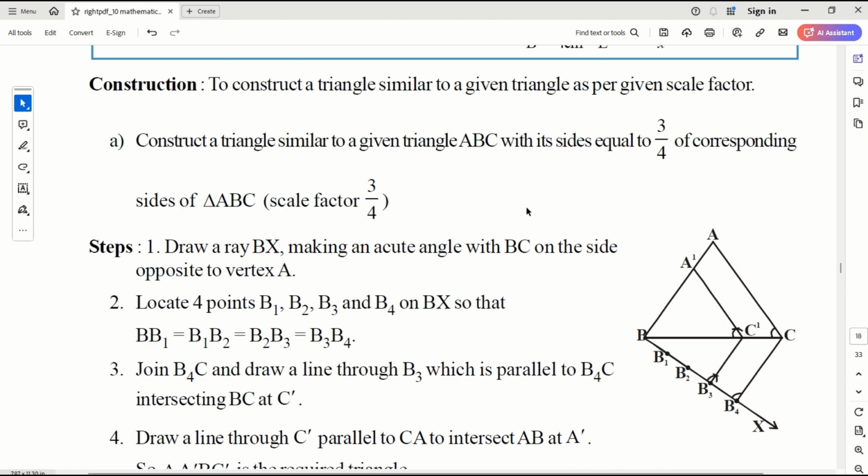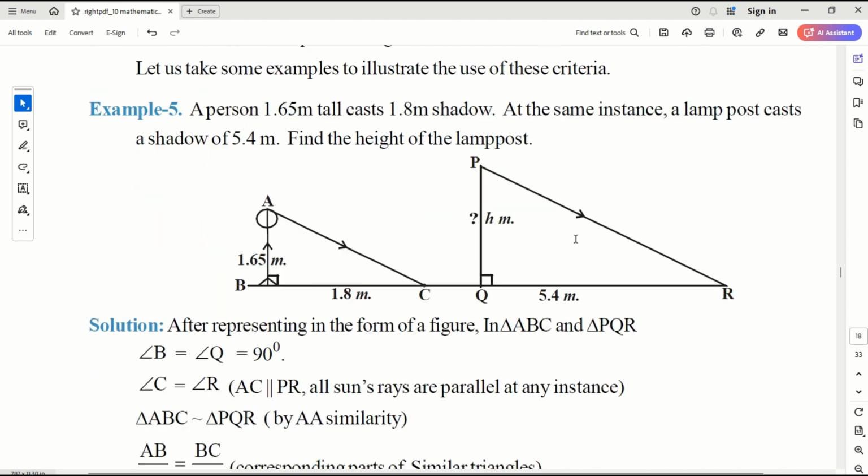How to construct a similar triangle with a given scale factor? This is very simple. One triangle is given, ABC. Now you need to make 3/4 of this one. So what you do is you draw another line, with parts in multiples of 4 basically, and then it is very easy to mark B1, B2, B3, B4 points, which are 4 parts you make. Then you draw: the fourth part is joined to C, and the third part, B3, you join parallel to get C1. You will get 3/4 of the given triangle. A dash, B, C dash is 3/4 of the given triangle. So this is how we construct it.